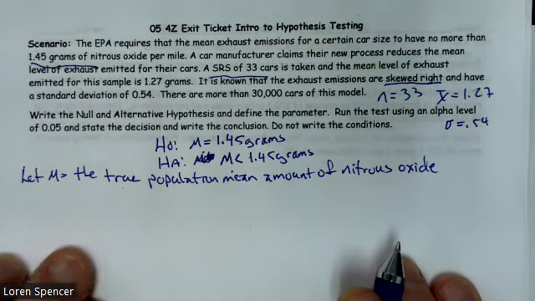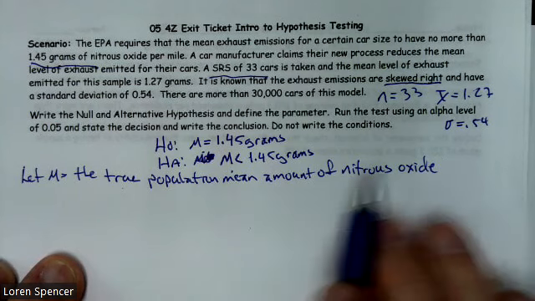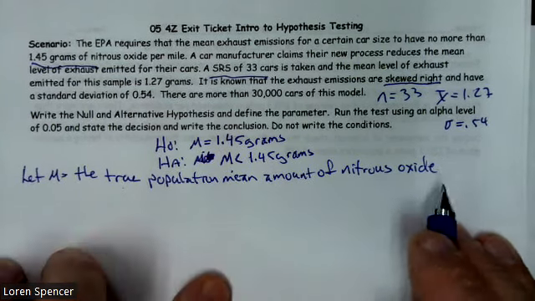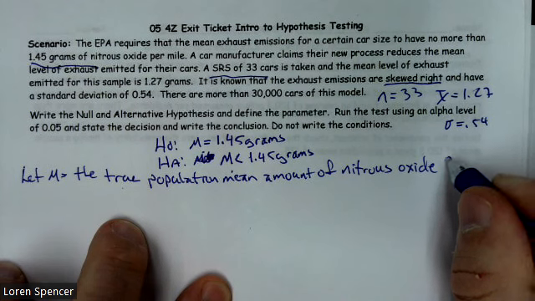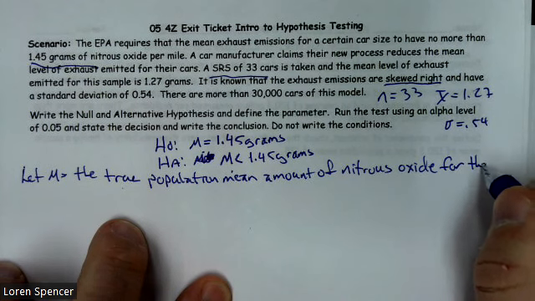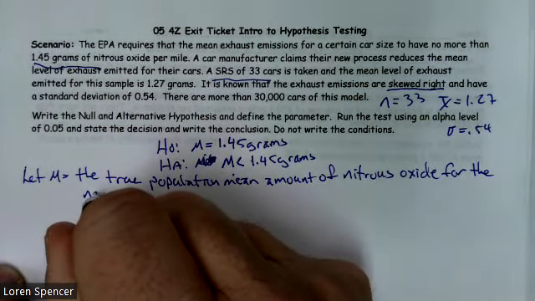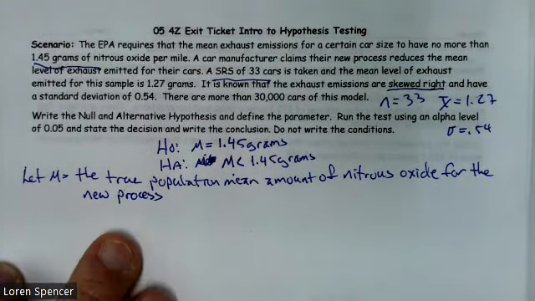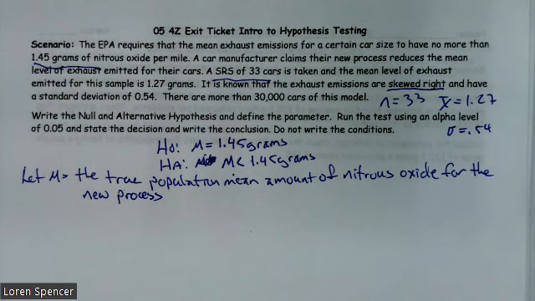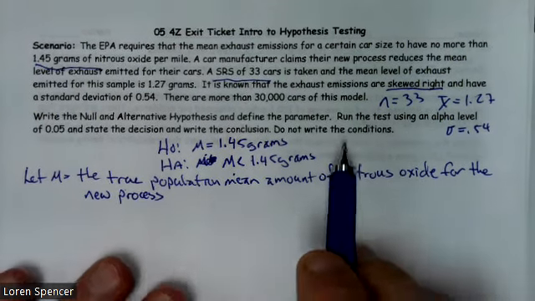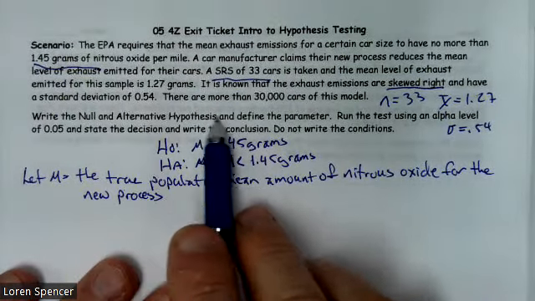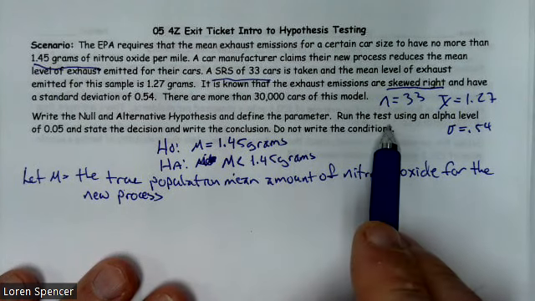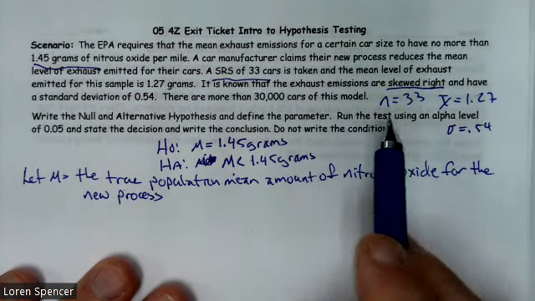All right. And really that's from the new car, so we'll go ahead and add that for the new process. All right. So now we know what it is. The next thing it says, we've written the null and alternative, now we've defined the parameter. Run the test using an alpha of 0.05.